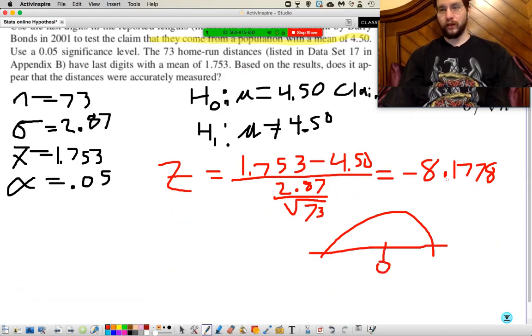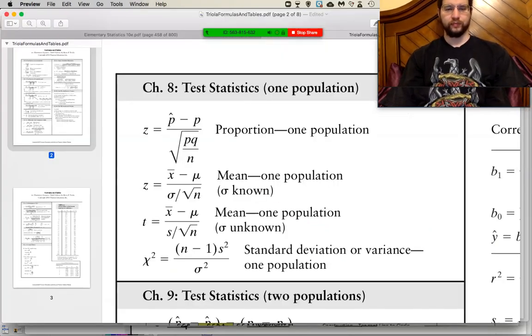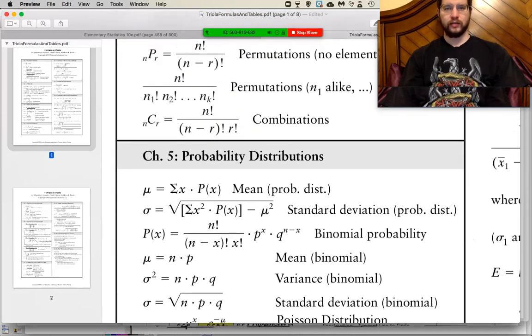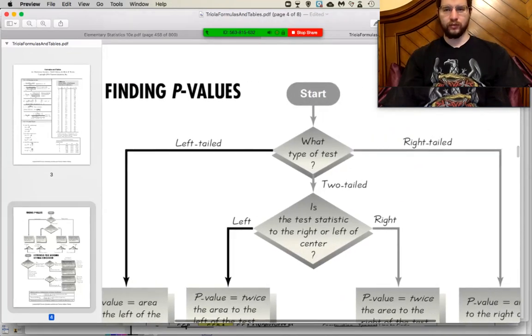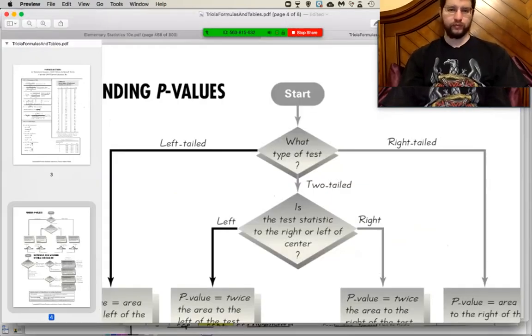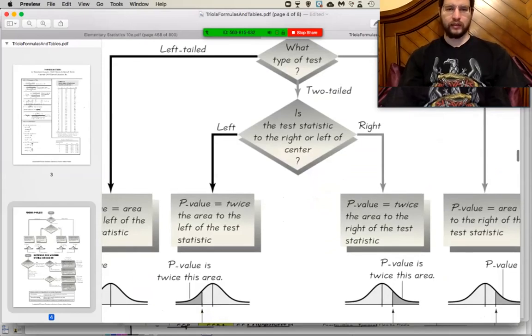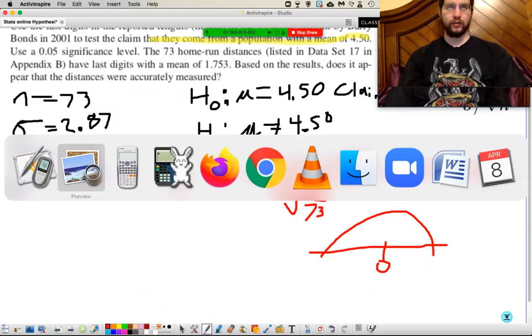So let's go ahead and get the p-value first. It's a z-test. Let's get the p-value. It's easier. Okay, first, what kind of tail are we looking at? Two-tail. Is it to the left or the right? It's a big negative number, so that's definitely to the left. We find the area to the left of the test statistic and double it. So you should all know what the area to the left of negative 8.1 blah, blah, blah is. On the chart, it's going to be 0.0001.